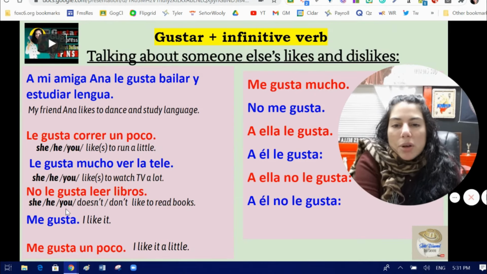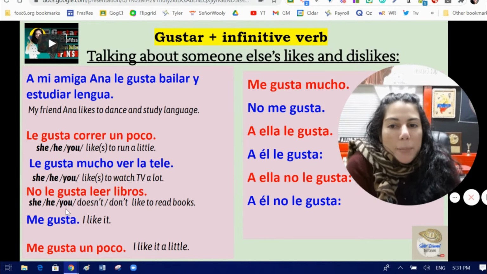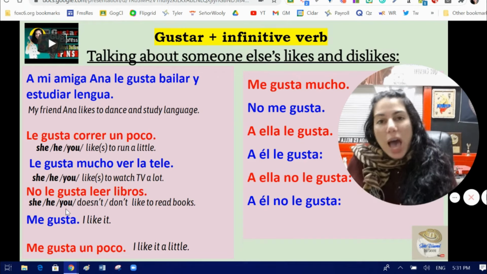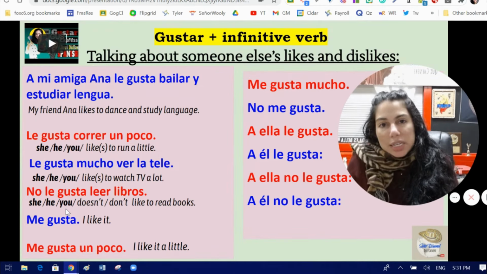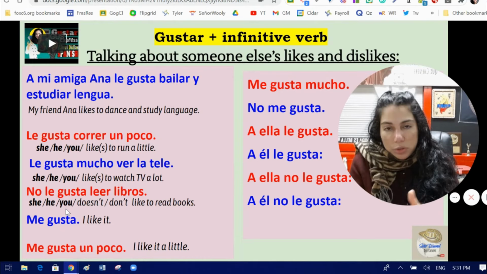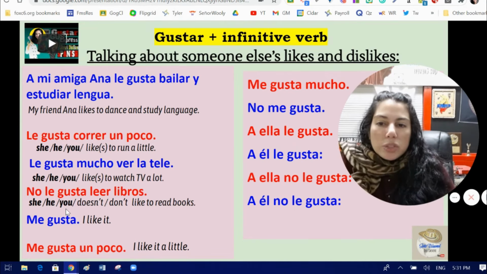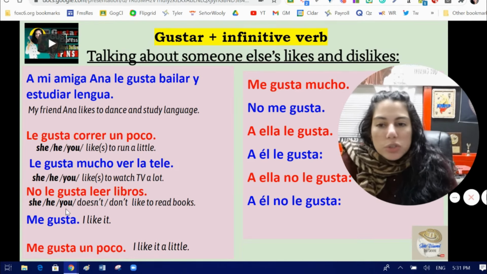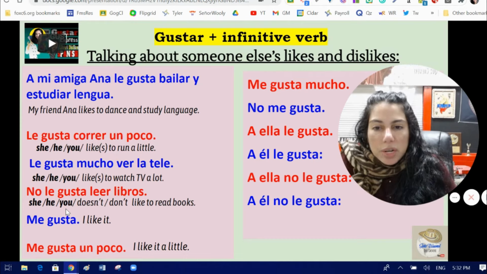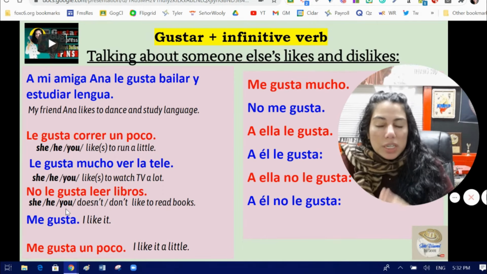When you want to talk about what somebody else likes and dislikes, you would say, a mi amiga Ana le gusta bailar y estudiar. So you're referring to somebody, so you would use a mi amiga. To my friend Ana, le gusta. Le is the indirect object pronoun for she when you're addressing ella. So a mi amiga Ana le gusta bailar y estudiar lengua. My friend Ana likes to dance and study language. If you want to talk about what she, he, or you like, then you say le. That's the indirect object pronoun for those three pronouns.